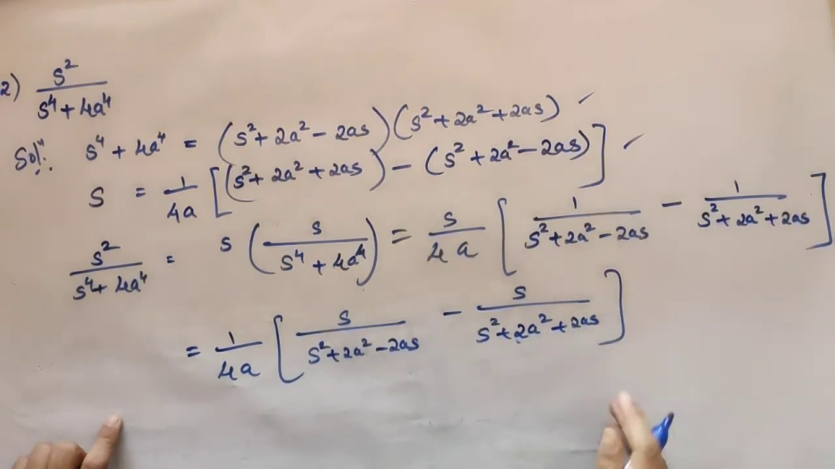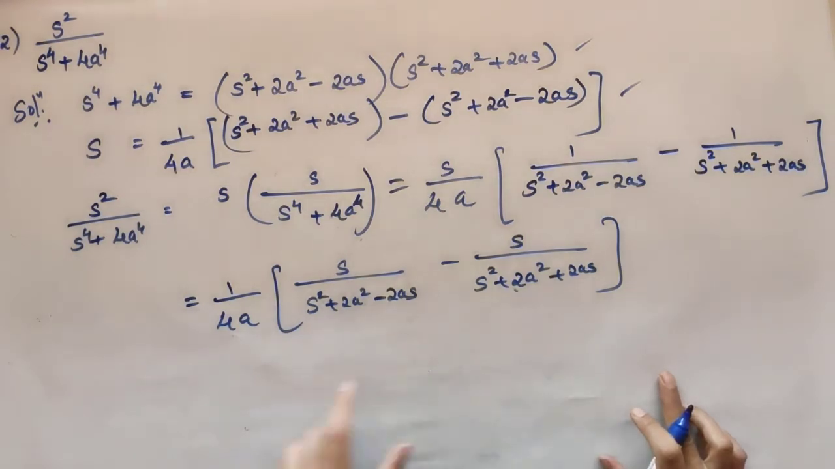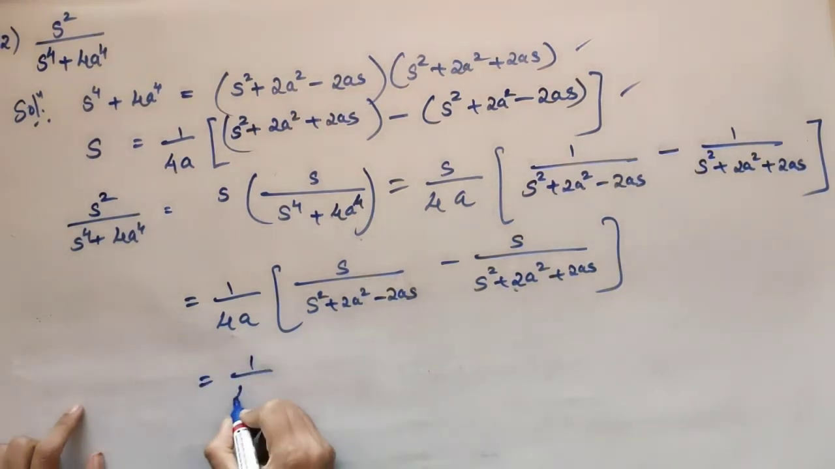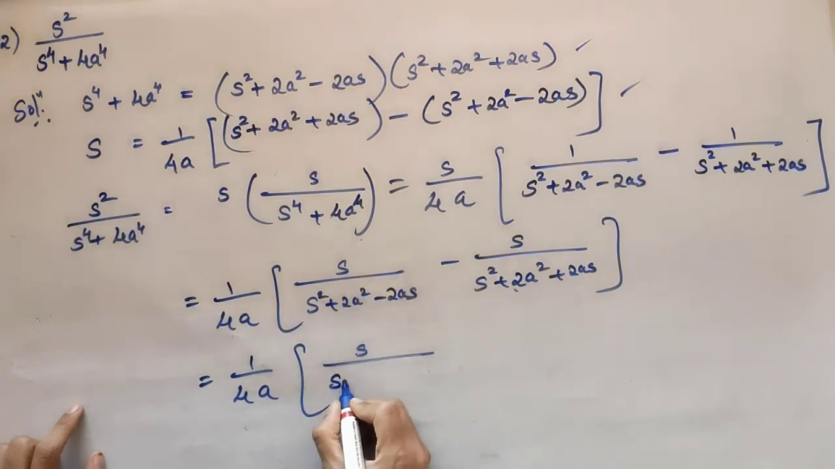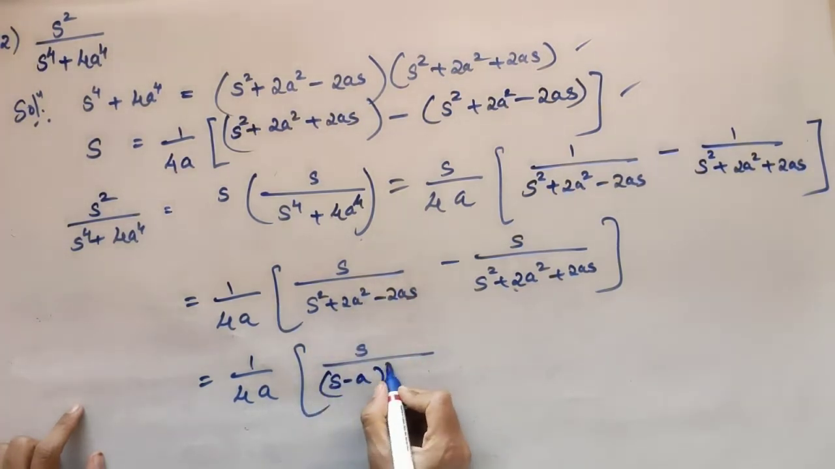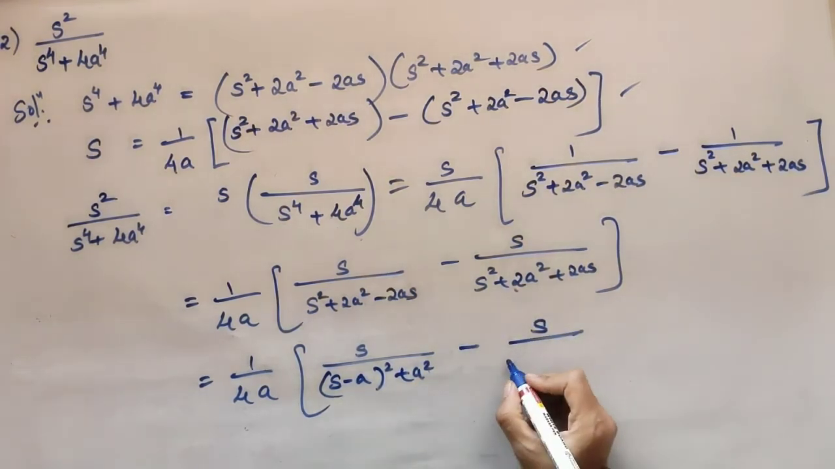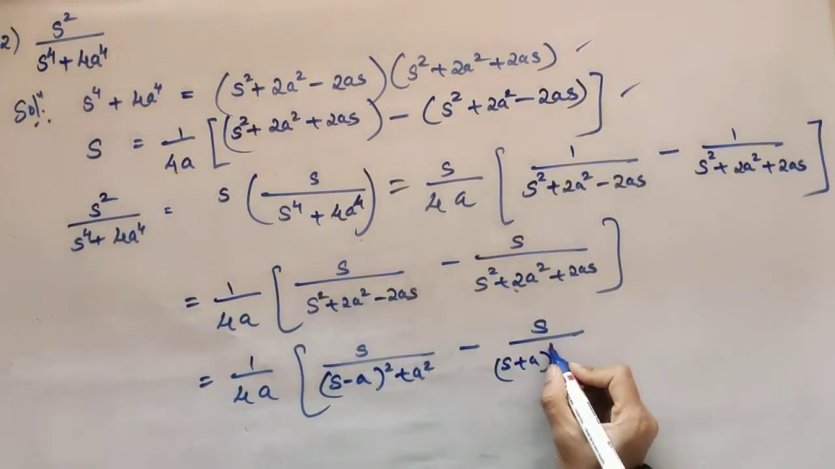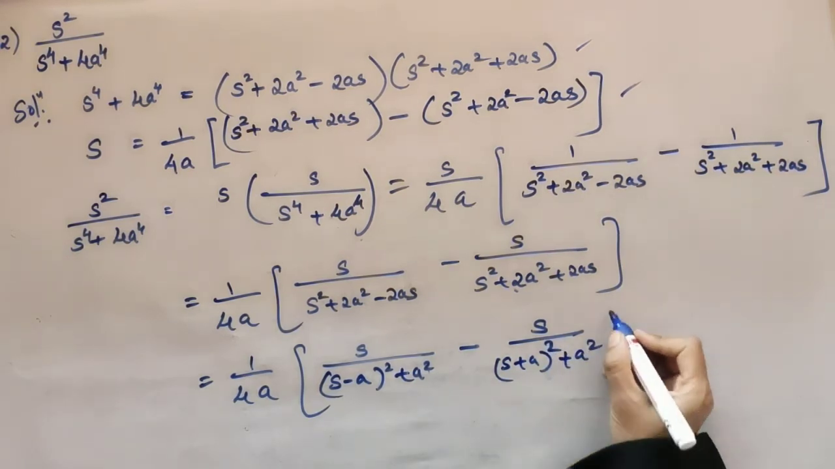Now the story remains the same. Only thing is that the denominator, you will have it something like this. 1 by 4a as it is. The denominator is s divided by this. Also we have solved in my previous. It can be written as s minus a whole square plus a square, minus s divided by s plus a whole square plus a square, something like this.